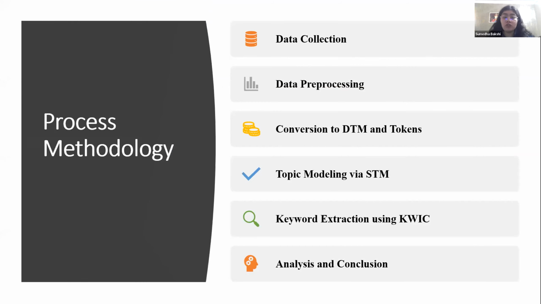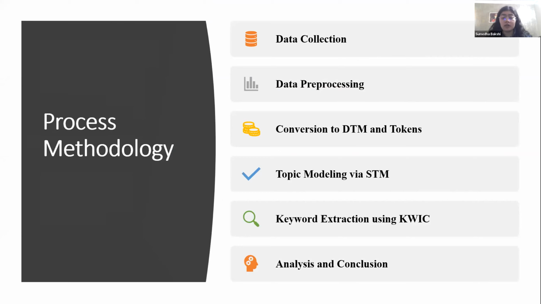So the process methodology follows this pattern. The data was collected online by the key phrase search, impact of AI on jobs. We were able to collect around 50 web pages. Out of those 50, we used only 40 for our analysis. Data pre-processing was done, obviously, to clean the data of stop words and perform stemming, and converting it into a DTM and tokens.